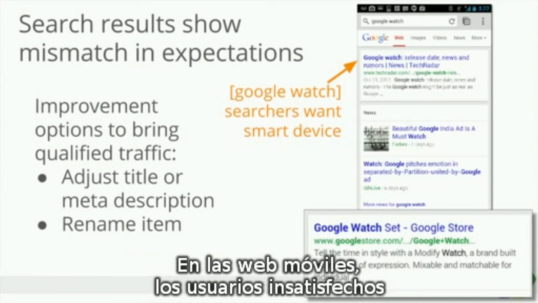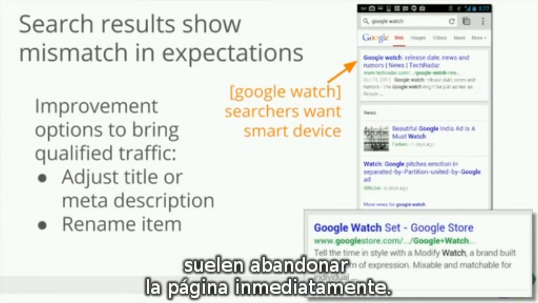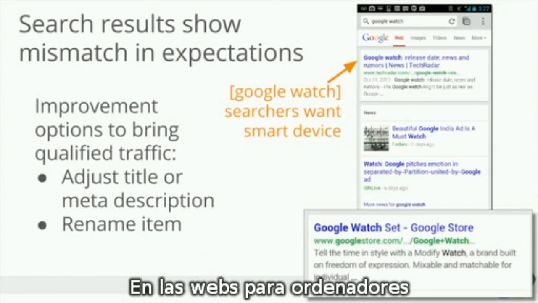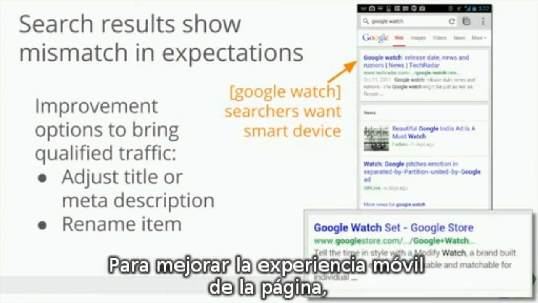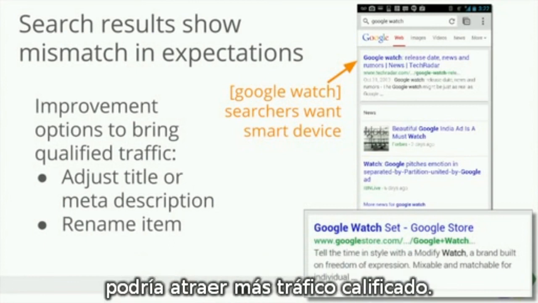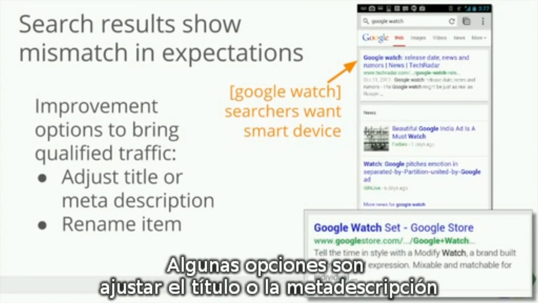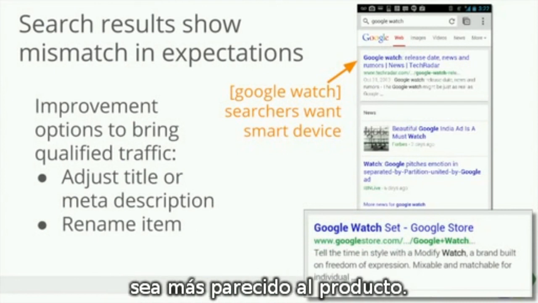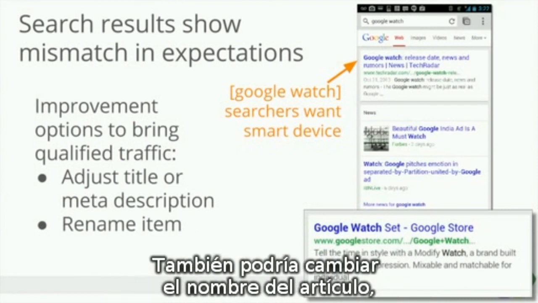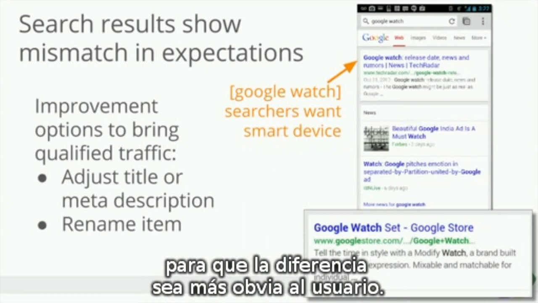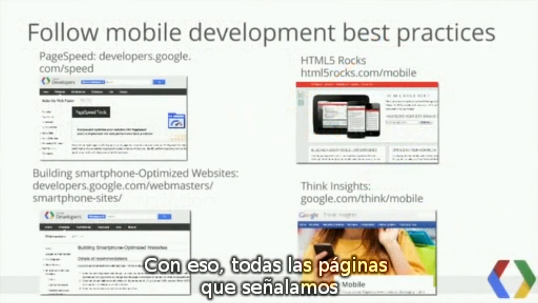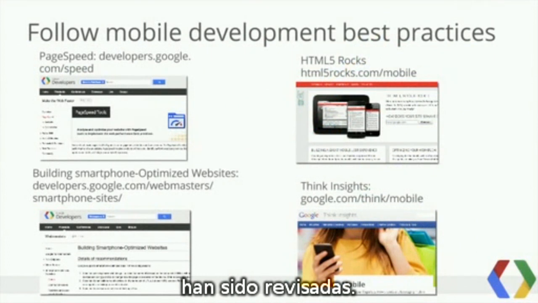On mobile, it's likely that unsatisfied searchers immediately exit the site, whereas on desktop, they may try additional pages to find the smart device. To improve the mobile experience of the page, I could bring more qualified traffic. Some options include adjusting the title or meta description so the search result appearance is more indicative of the product. I could also try renaming the item, perhaps to Google logo wristwatch, so that the distinction is more obvious to the searcher. And with that, all of our individual flagged pages have now been addressed.